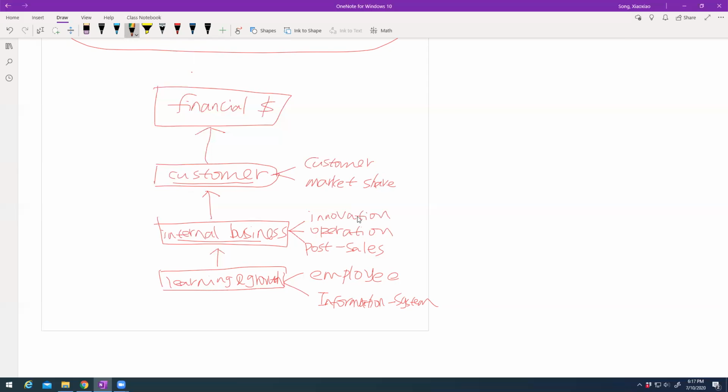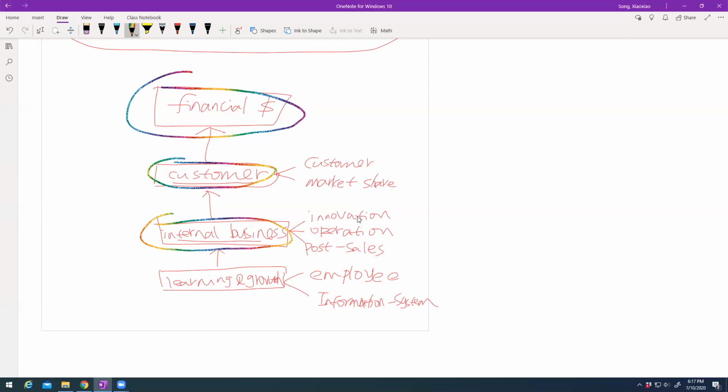We want to be rich. Who will give us money? Our customers give us money. How do we make our customers like us? We have a good internal business. How do we reach a good internal business? We need the people, we need the information system, which is called learning and growth. So each one leads to the next perspective. Okay, I think this makes a lot of sense.